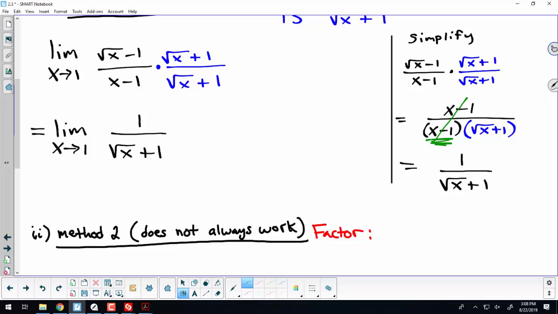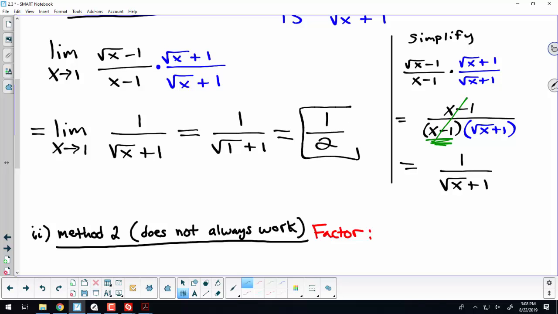And then what is this limit? Does that mean there's a hole at x equals 1? Okay, right. But the limit is 1 over the square root of 1 plus 1, which is 1 over 2. So right, that's exactly right.